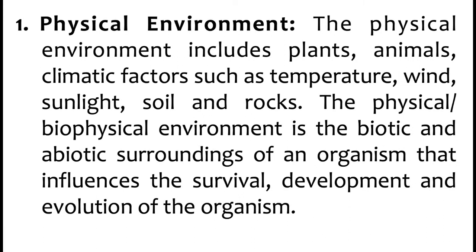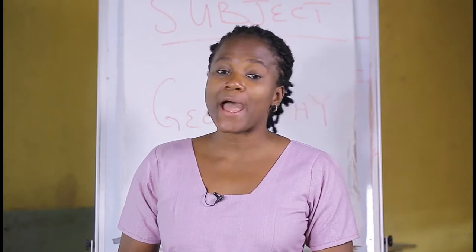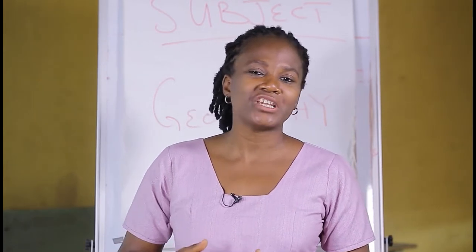What is a physical environment? The physical environment includes plants, animals, climatic factors such as temperature, wind, sunlight, soil, and rocks. The physical or biophysical environment is the biotic and abiotic surroundings of an organism that influences the survival, development, and evolution of the organism. When we say biophysical, it's a combination of biology and physical.